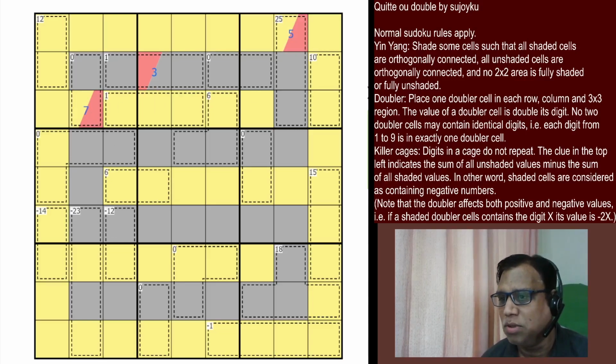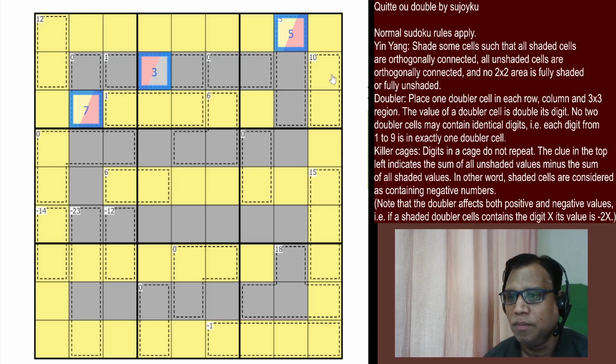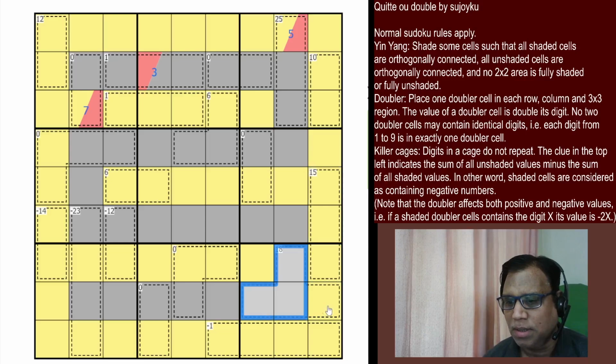So that's how the doubler works. The doubler should not repeat, in the simple case. Now, killer cages: digits in a cage do not repeat. Those are the normal rules for killer cages. The dashed boxes are called killer cages, and you should put digits in them such that they do not repeat.